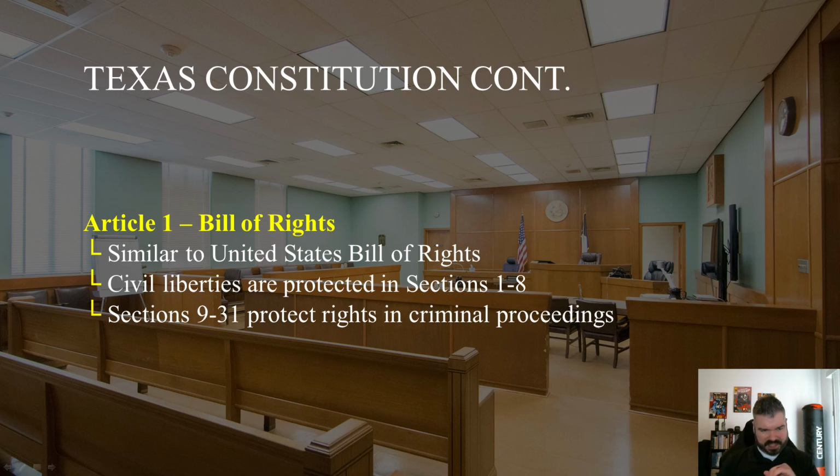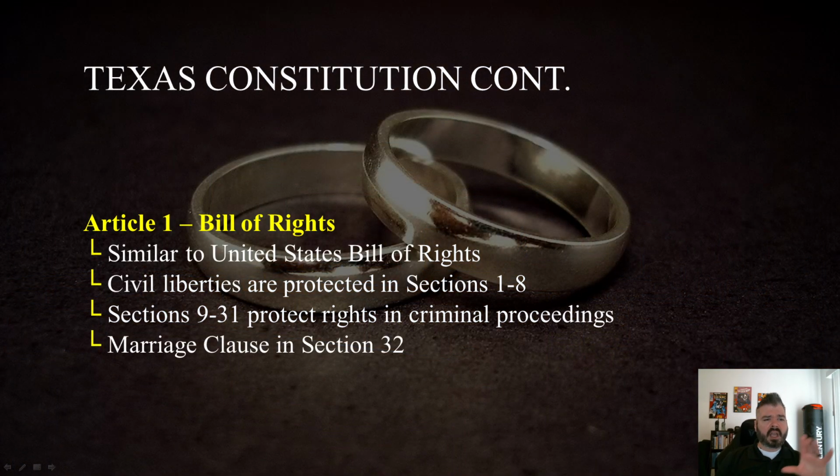That is to say that we are innocent until proven guilty. Right? Article 1 here makes sure that the integrity of the court is protected, that our civil liberties are protected, that we have a right to a speedy and fair trial, and that the Constitution actually does protect these rights within criminal proceedings. And we find that in Article 1. Marriage Clause, Section 32 of Article 1.